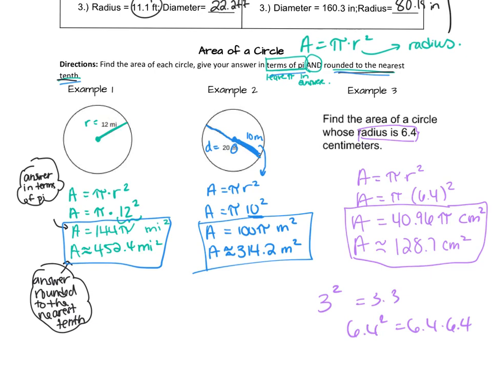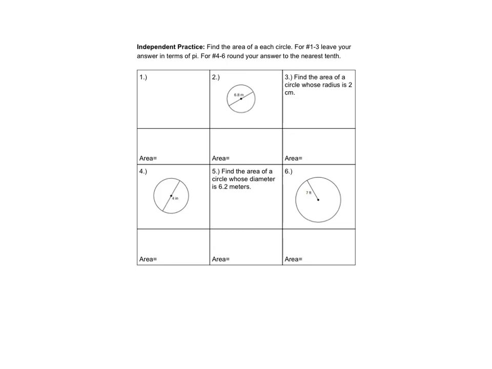Alright, so these are your 3 examples. This is what you'll see. I'm going to show you the next page where you do your work. It says I'm missing some. That's weird. Find the area of each circle for numbers 1 through 3. Leave your answer in terms of pi. I don't know where my number 1 is. Hopefully you guys have a number 1. If you don't, I'll fix that. But notice the directions. It says for 1 through 3, leave your answer in terms of pi.